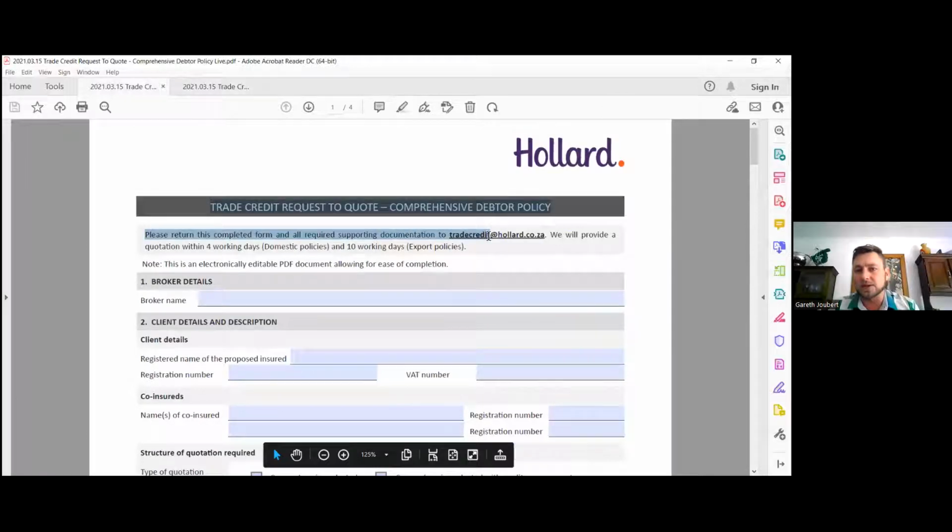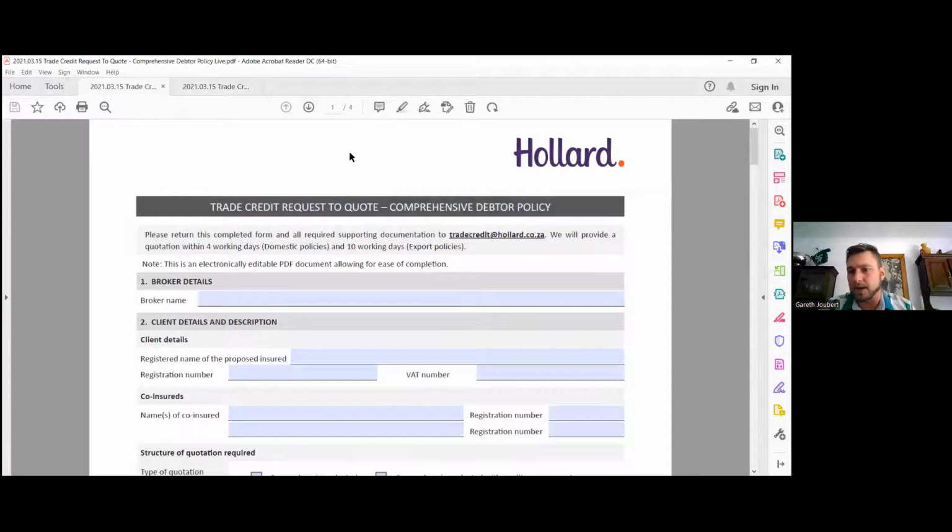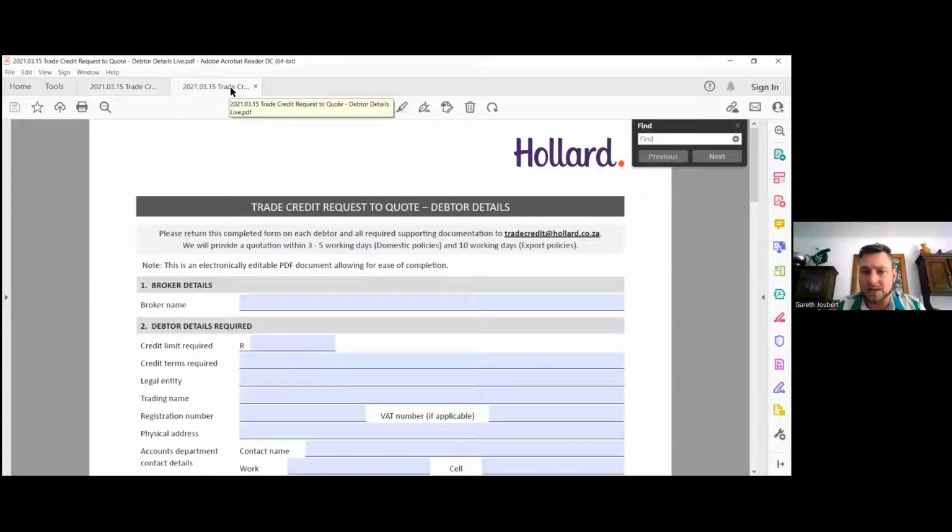When we get into the request to quote form for the comprehensive policy, this is the one that is more like a policy that would compete with Credit Guarantee, COFAS, Lombard or Euler Hermes. But for now, I'm going to get into the request to quote debtor details form.